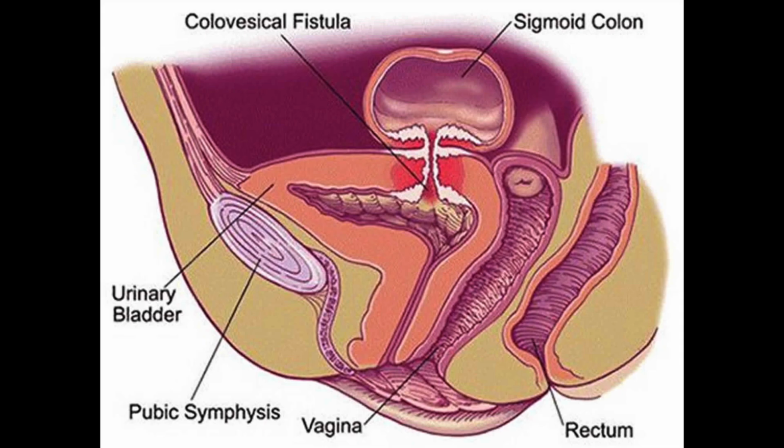Here's another picture. An artist illustrated a better photo to show the fistula on a sagittal or longitudinal plane. The site of the fistula is enlarged, showing the connection between the terminal ileum to the bladder.